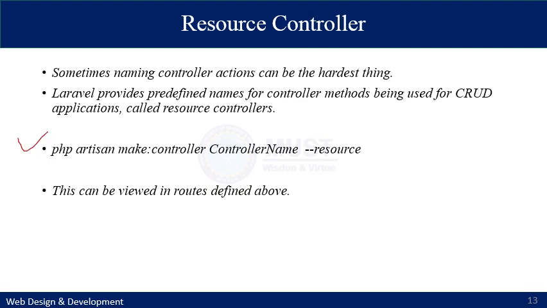You can create the resource controller using the same kind of command as earlier. It is php artisan make:controller, the controller name, and then if you want to create it as a resource controller, you can specify double hyphen resource. This can be viewed in the routes defined above. Whenever you run this command, you will have a new route in your routes file.